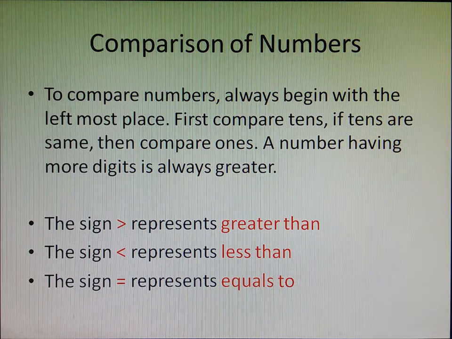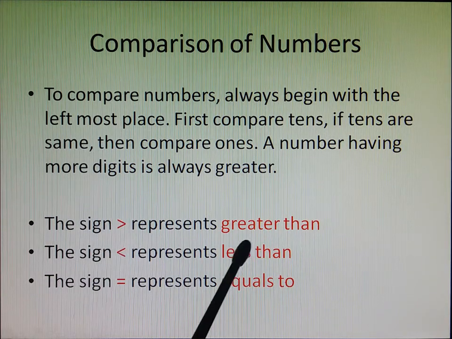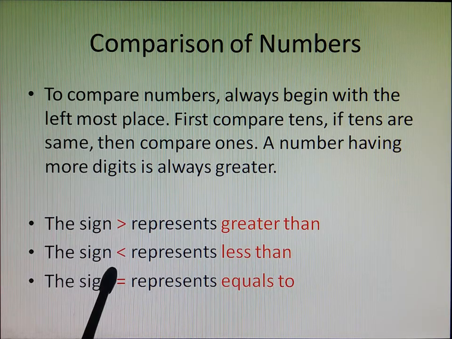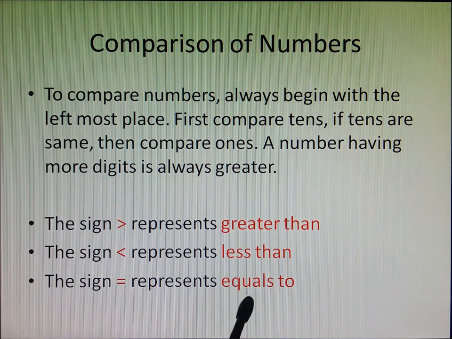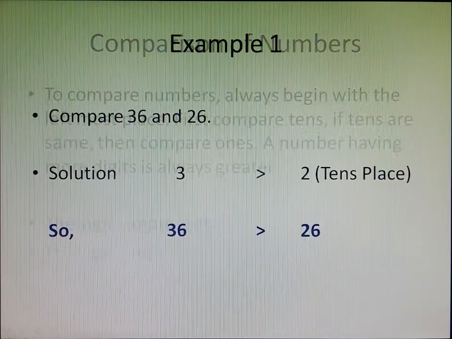To compare numbers, always begin with the leftmost place. First compare the tens place. If the tens places are the same, then compare the numbers at the ones place. A number having more digits is always greater. There are three signs in comparison of numbers. This sign represents greater than, this sign represents less than, and this sign represents equal to.